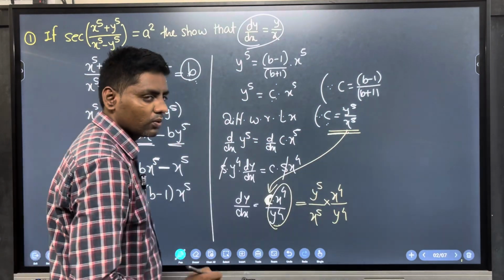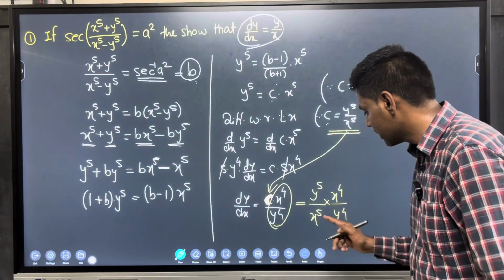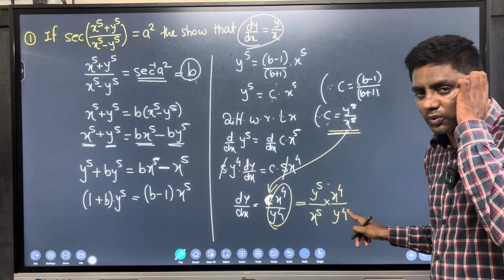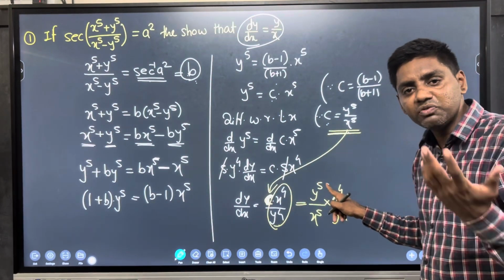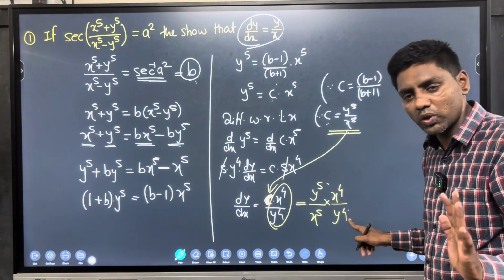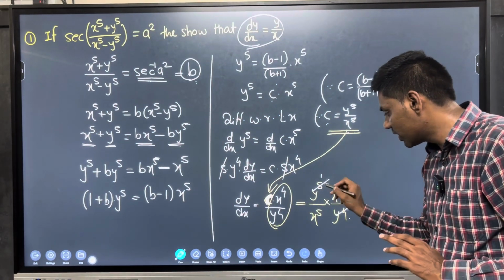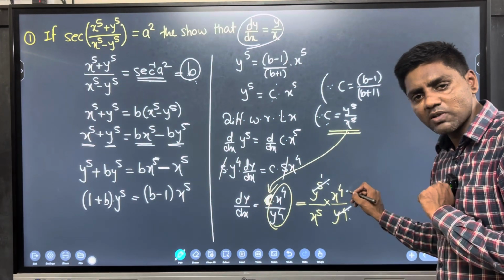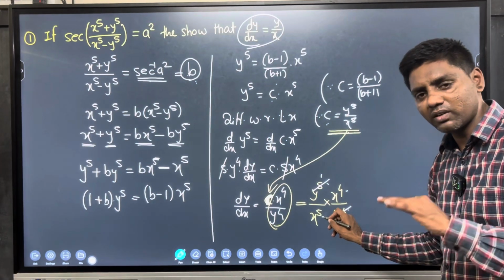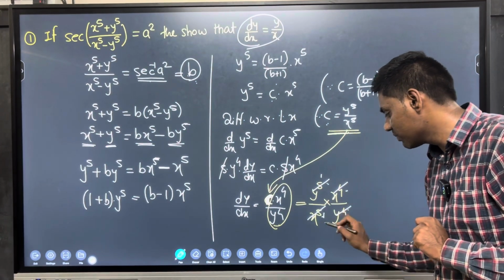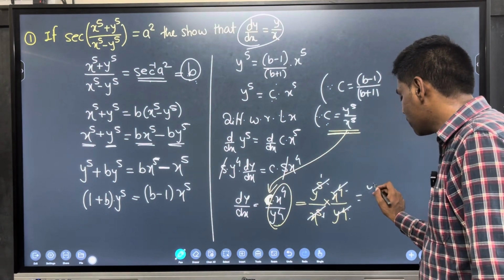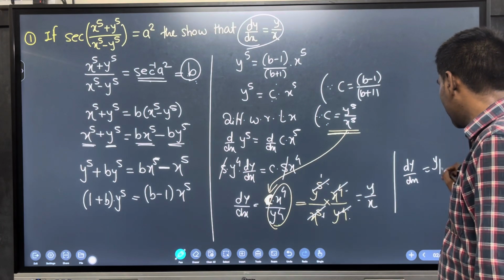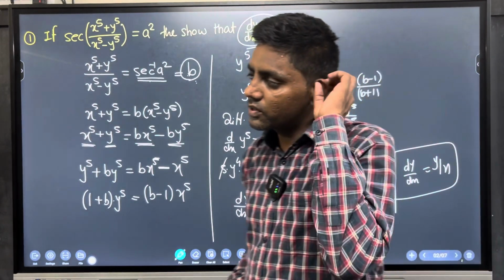So now the question is completed. Simple observation: in the numerator the power of y is 5 and in the denominator the power is 4. So in the numerator y is multiplied 5 times, in the denominator 4 times. So 4 times get cancelled, 1 time remains. What about x? In the numerator x is multiplied 4 times and in the denominator 5 times. Again 4 times get cancelled, 1 time remains in the denominator. So the final answer is y divided by x, that is dy by dx equal to y divided by x. This is the final answer of our question.